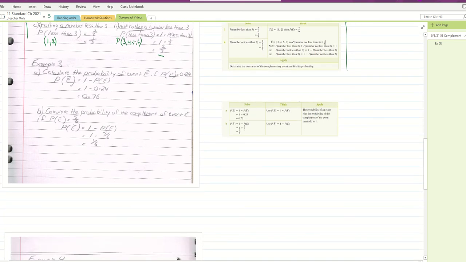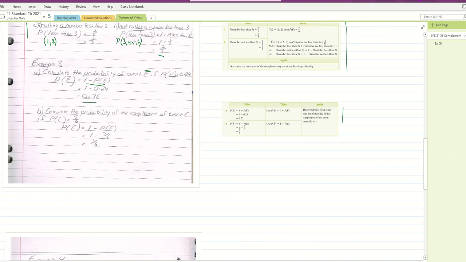Example 3. Calculate the probability of the complement of event E. This has got a bar over it. The complement of E, if the probability of E is 0.24. So the probability of the complement of E, E not occurring, is 1 minus the probability of E. 1 minus 0.24 is 0.76.